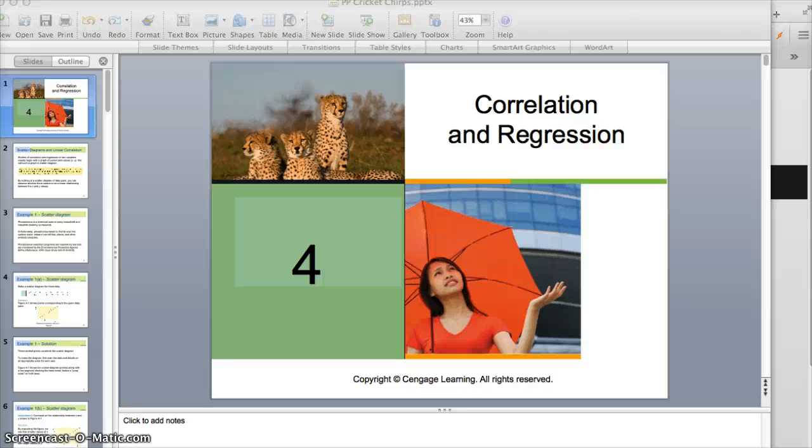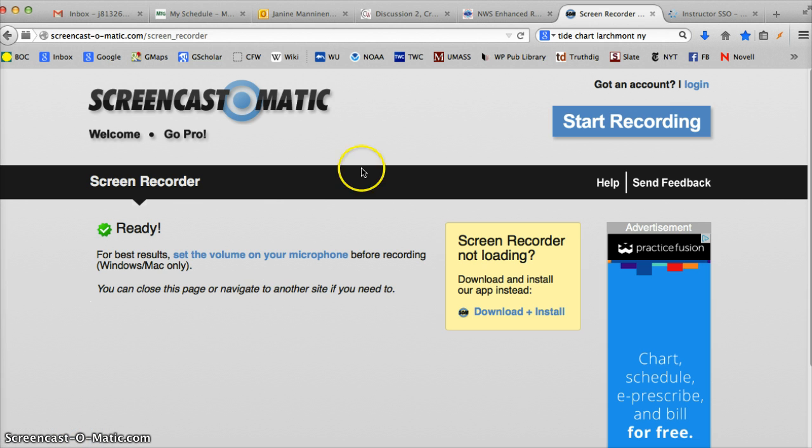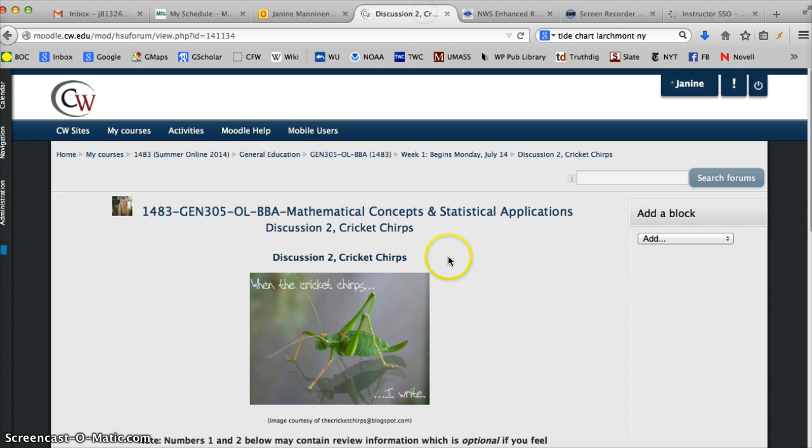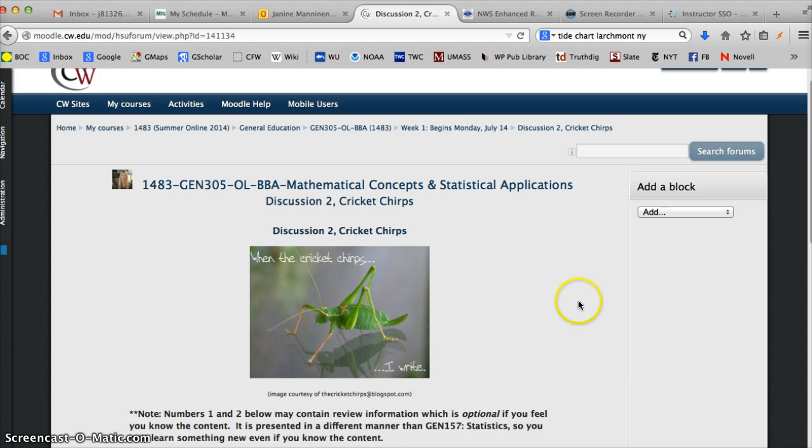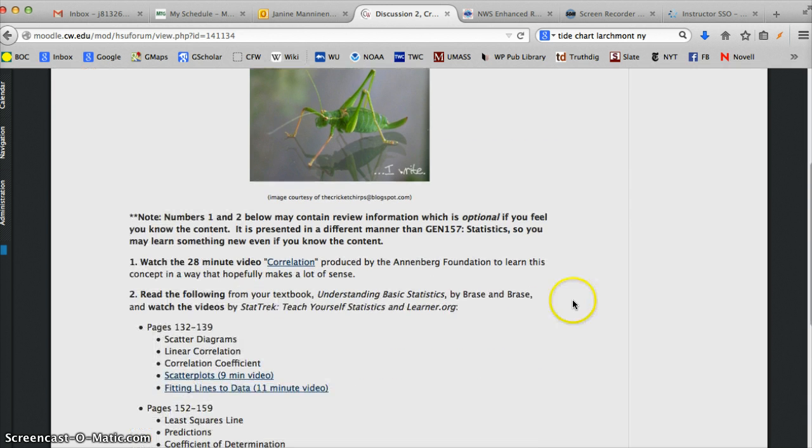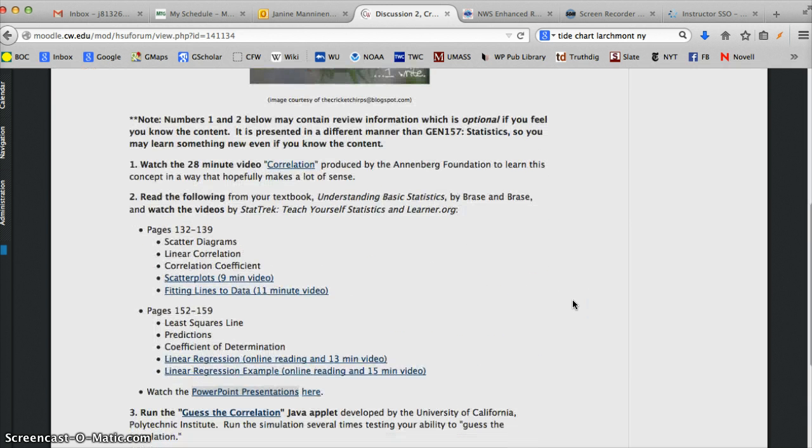Hi everyone, this is a review of Chapter 4, Correlation and Regression. Now some of you may not have gotten to this chapter or you skipped it, and that's okay. Don't worry about it. This is not a very complicated subject, and I believe if you spend the time and go through your discussion of Cricket Chirps from the beginning to the end, it'll make a lot of sense to you in a very short period of time.